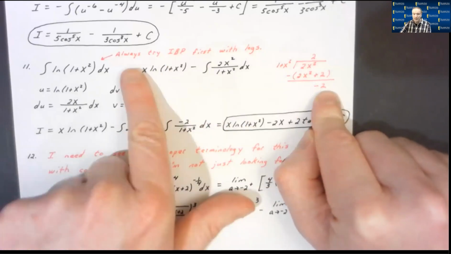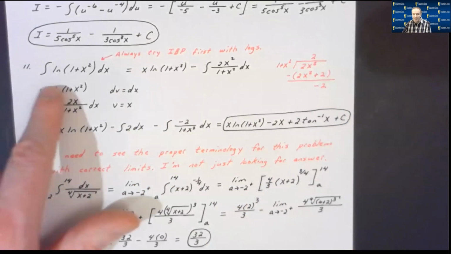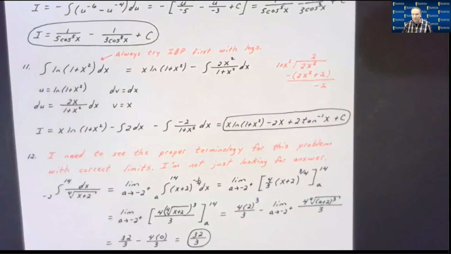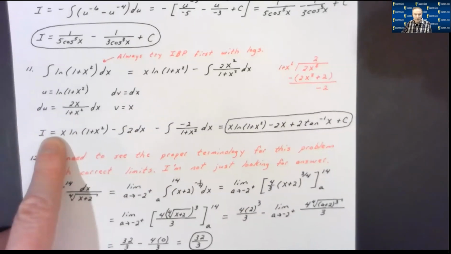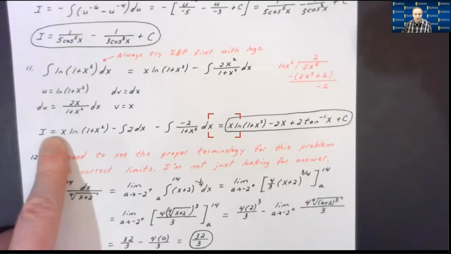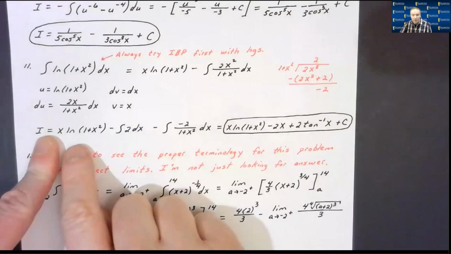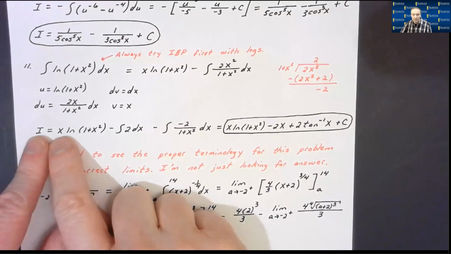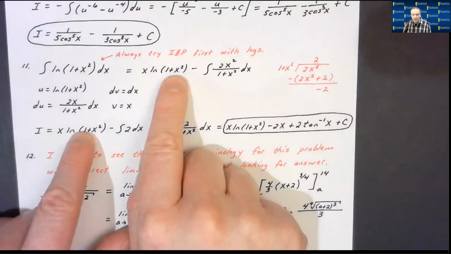So I go down here, and it's good notation to always say I is equal to. I is just your original integral problem. Let's see if I can clear up, that's a little bit blurry. That's a little more crisp. So I is our original integral problem, and it's equal to the original u times v, x natural log of 1 plus x squared. And then we can say, all right, minus this.